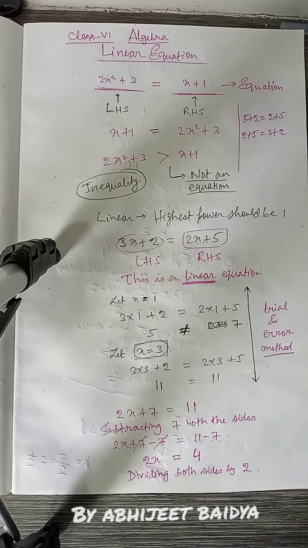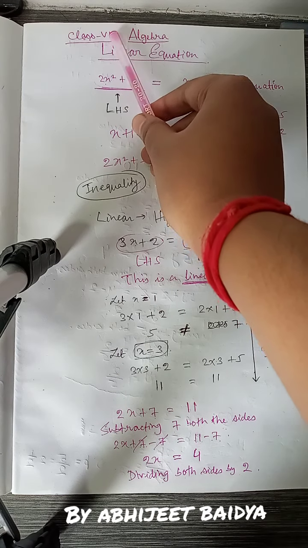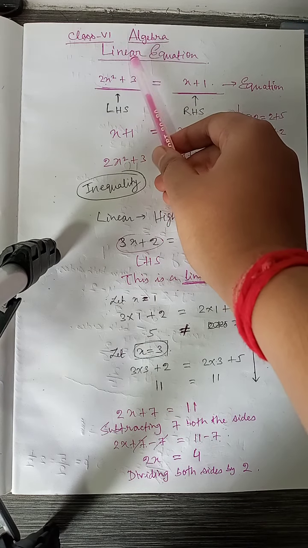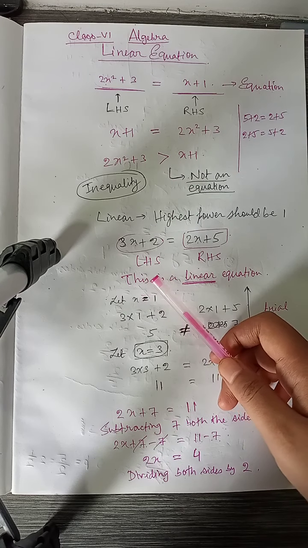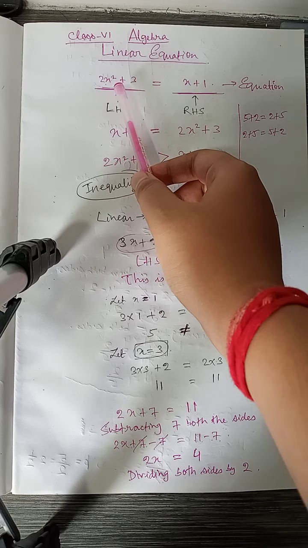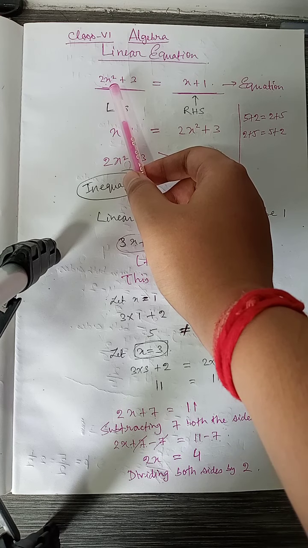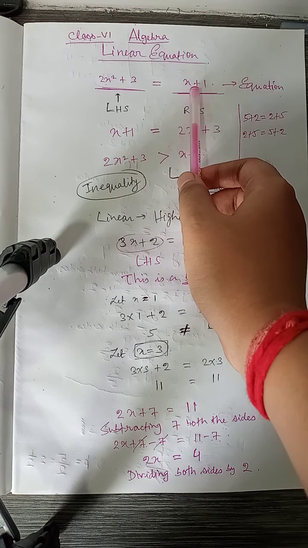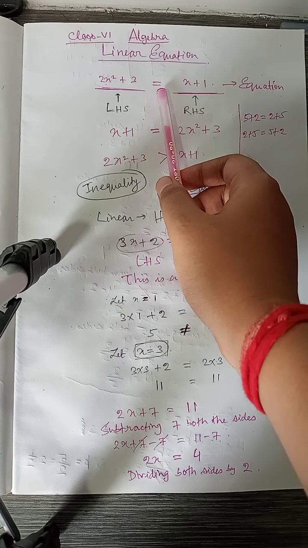Hello students, today we are going to discuss class 6 algebra, linear equations. What do you mean by an equation? It is a combination of two algebraic expressions that are connected through the equal to sign.